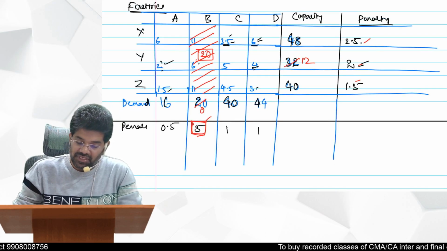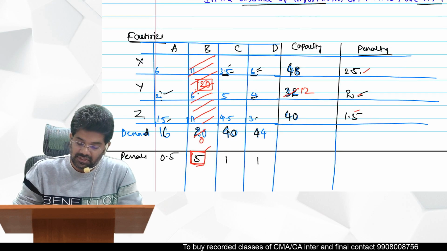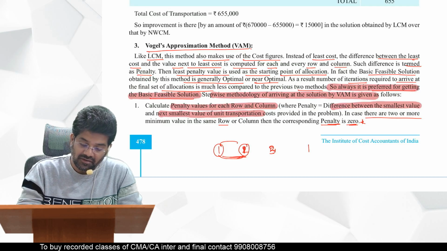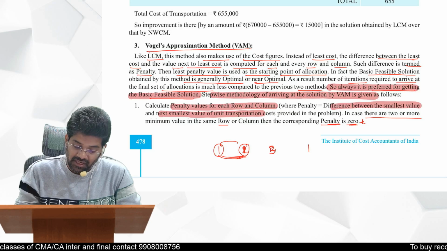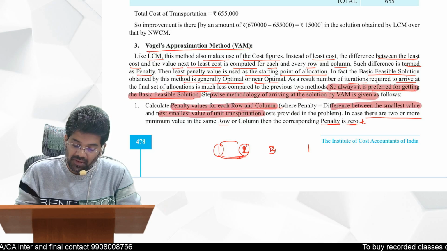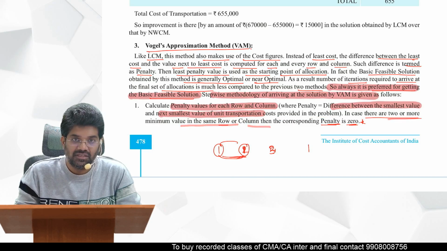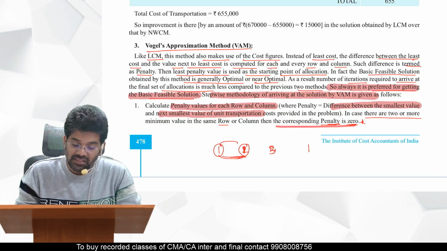So if you see the steps here, I have not written the steps. We will write the steps now in simple words. Let's refer to the institute's steps. So in Vogel's approximation method, what are the steps here? First step is to calculate penalty values for each row and column, where penalty is the difference between the smallest value and the next smallest value of unit transportation cost provided in the problem. In case there are 2 or more same minimum values in the same row or column, then take the corresponding penalty as 0.